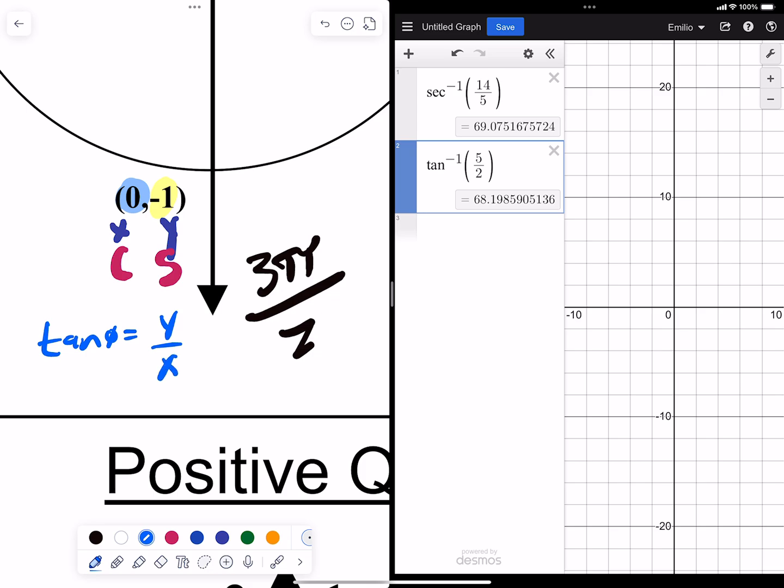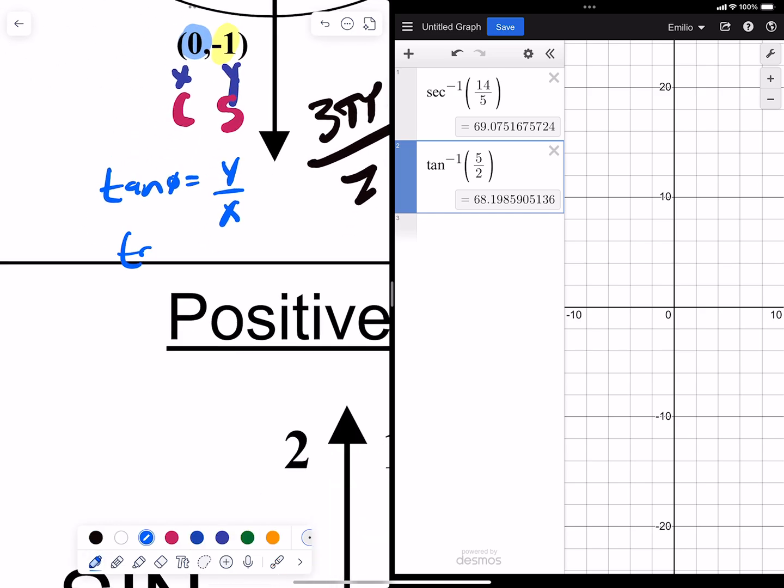y over x. So we're going to take our y divided by our x. So then that would be tangent at negative pi over 2, it's equal to, and this is going to be y is negative 1, x is 0. You can't divide by 0, so tangent is undefined at negative 90.